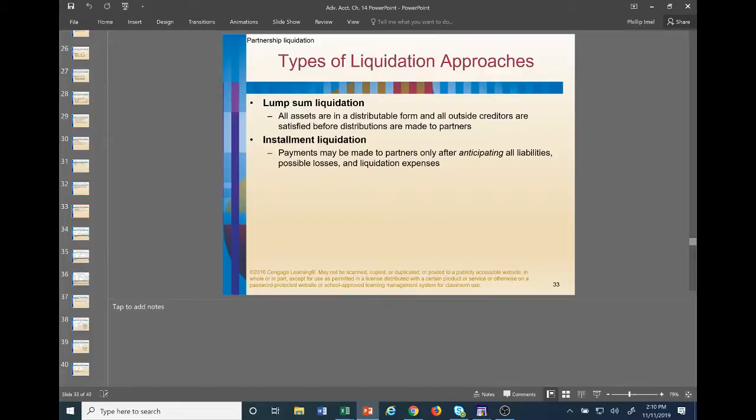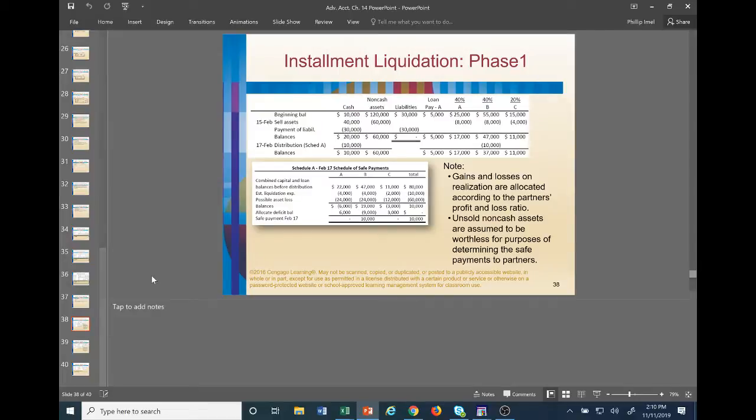Next, if we recall, in the installment liquidation, payments may be made to partners only after anticipating all liabilities, possible losses, and liquidation expenses. So let's jump back down here to the installment liquidation, the first phase of an installment liquidation. Once again, same facts here. We have the beginning balance: cash 10,000, non-cash assets 120, liabilities of 30. Then we have the loans payable to partner A, 5,000, and then we have their percentage of their beginning balance of what they have within the company between A, B, and C.